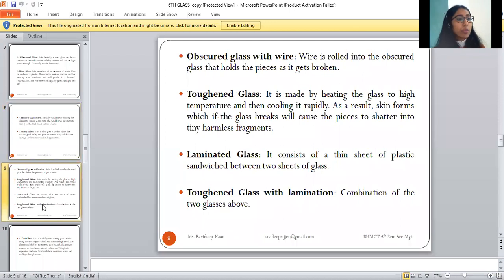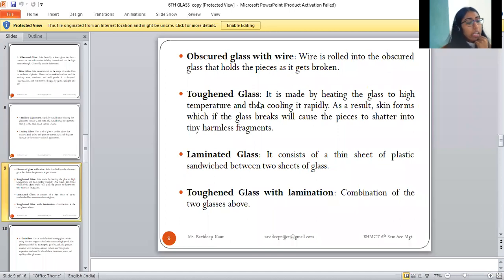Then we have obscured glass with wire. Wire is rolled into the obscured glass that holds the pieces as it gets broken. So this obscured glass gets used in a different way as well when it's used with the wire. The wire is rolled through this glass, and when it tries to break, the wire keeps the glass held together.